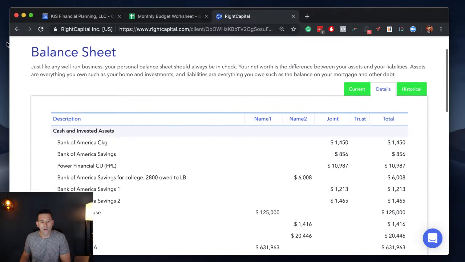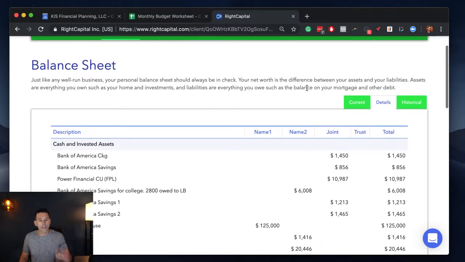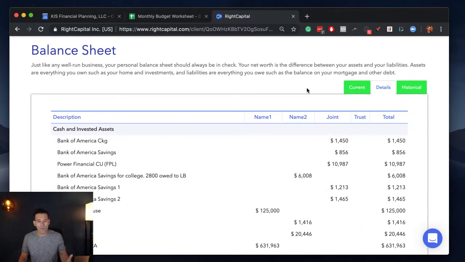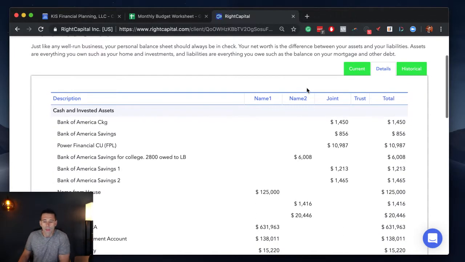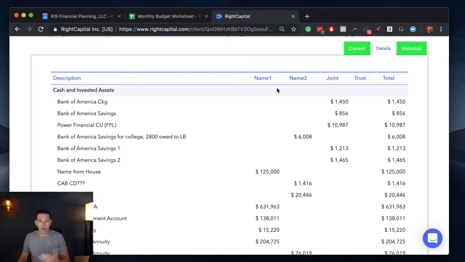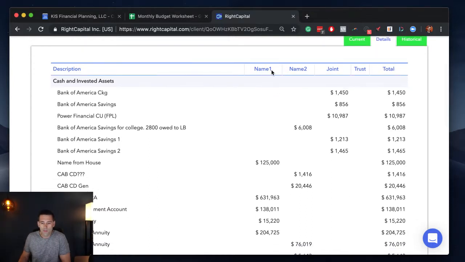Just like it says here, just like any well-run business, your personal balance sheet should always be in check. Your net worth is the difference between your assets and your liabilities. Assets are everything you own, such as your home and investments, and liabilities are everything you owe, such as a balance on your mortgage and other debts. A really great way to break it down is, especially if you're married. So this is an example of a couple that is married. I took the names out, obviously, but you have name one and name two.